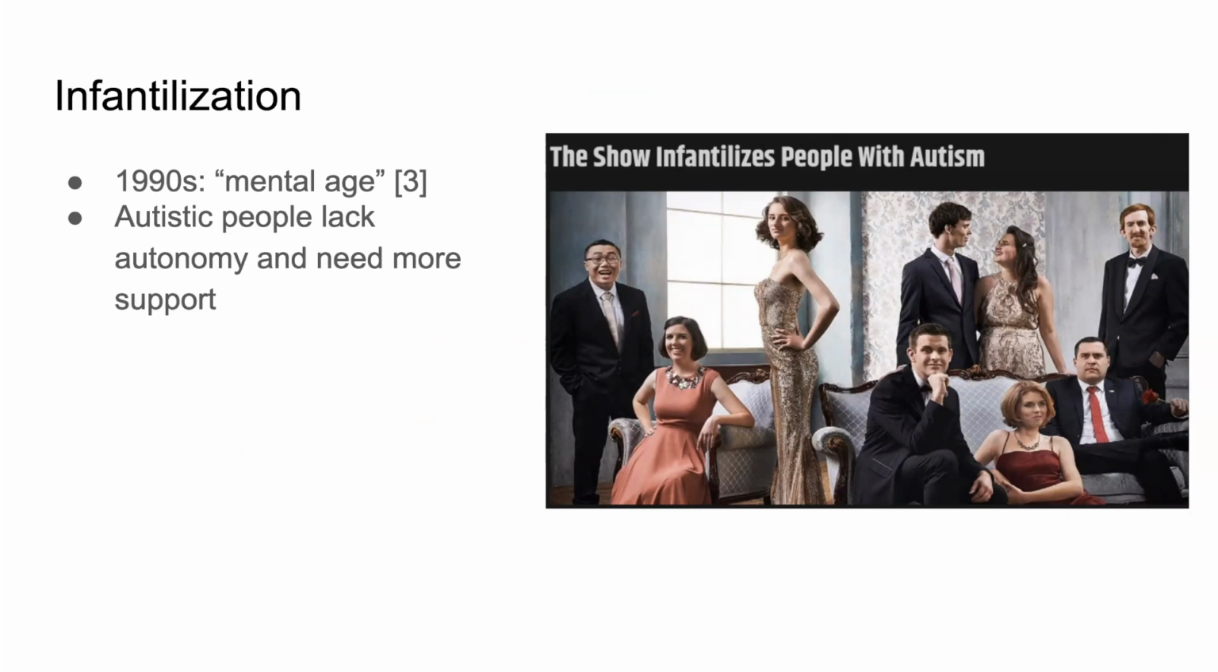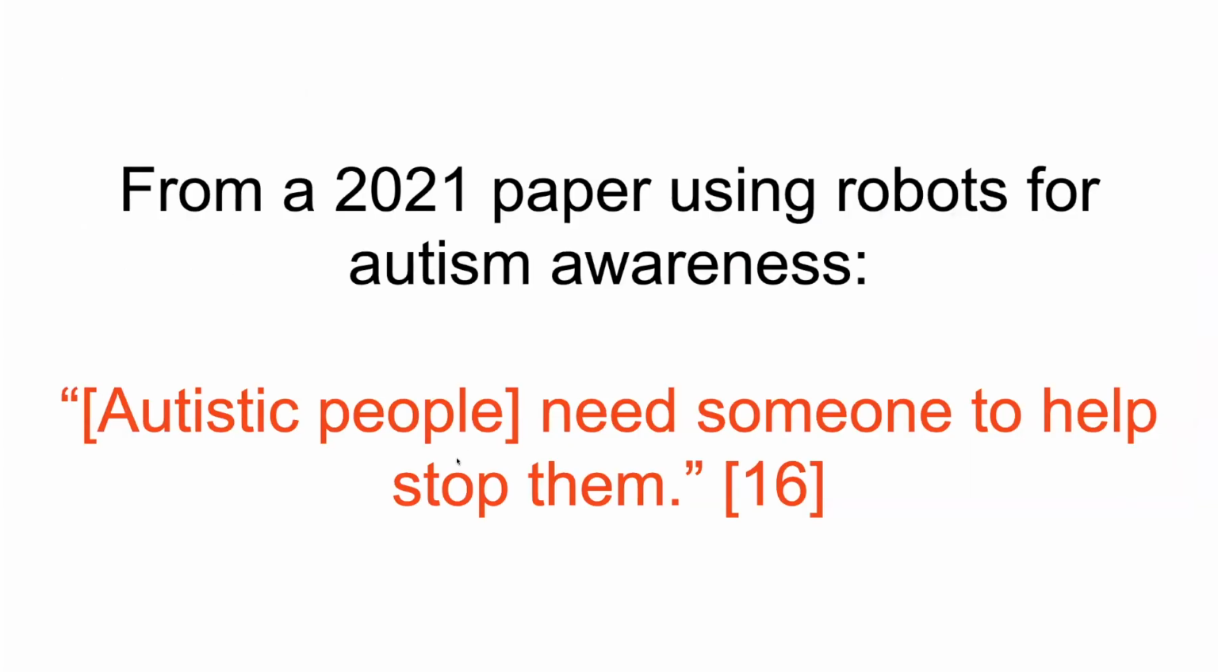And we also see it being replicated in our TV shows like Love on the Spectrum, for example, which has been accused of infantilizing people with autism. And we saw this being repeated in HRI literature again, where one of the papers said autistic people need someone to help stop them. So that essentially assumes that autistic people are unable to stop themselves and that they need to be stopped.